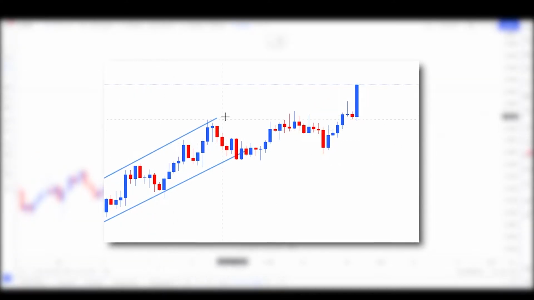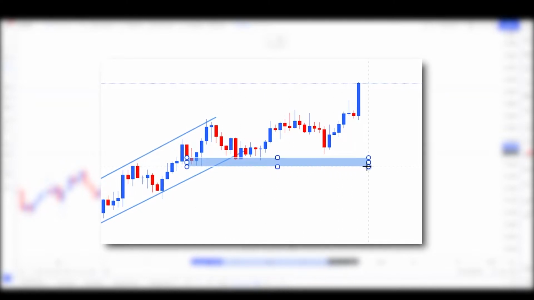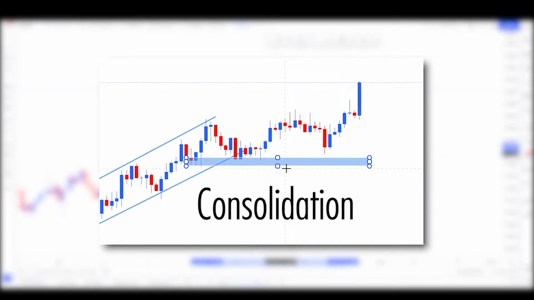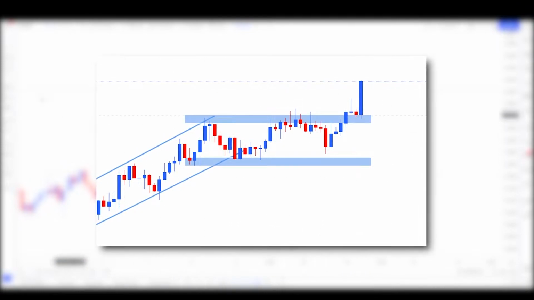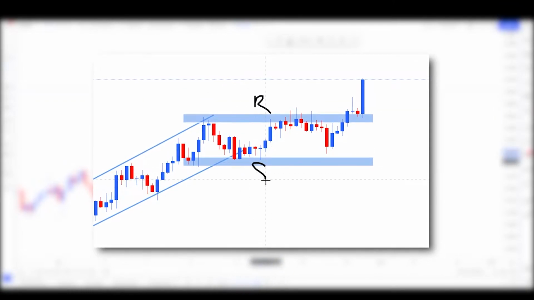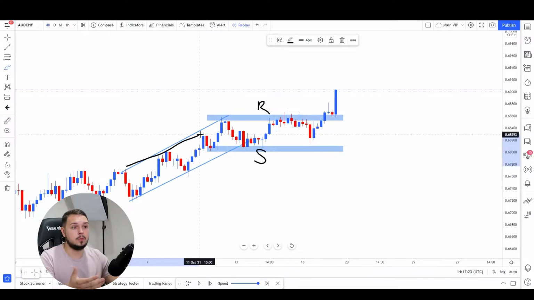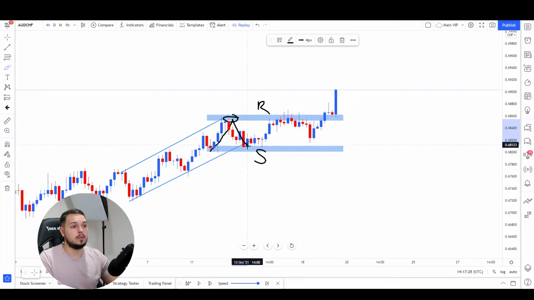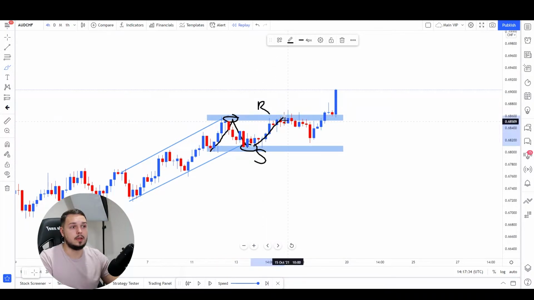So not only do we have sideways channels, we also have horizontal channels, as it's called a consolidation. As you can see, a nice area of support and a nice area of resistance. So in this area it's a resistance, in this area it's a support, and the same concept is applied as the upwards trending channel: it goes up, resistance, goes down, support. There's no higher highs and higher lows in the sideways market. There's just support and resistance.